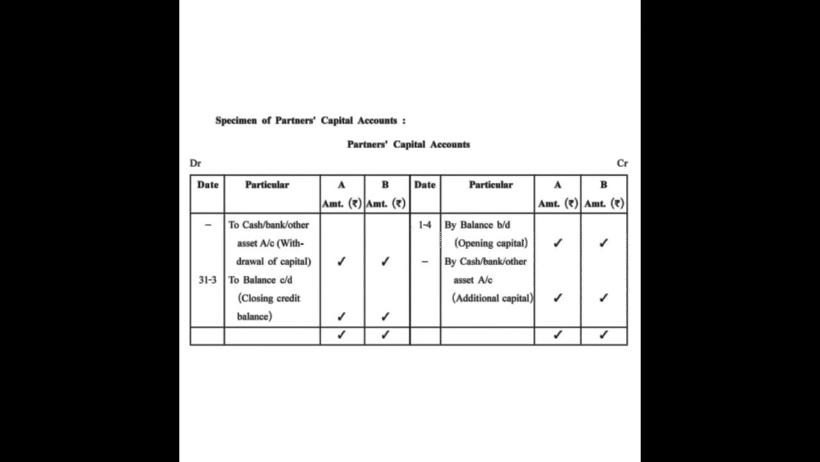Continuing with the specimen of final account of partnership, this is the fourth format, partners capital account. If the business is maintaining the accounts via fixed capital account method, then you have already heard me in chapter number 1 that in fixed capital account method there are two accounts to be prepared. One is fixed capital account and the other is current account.